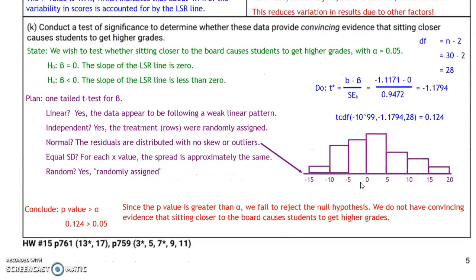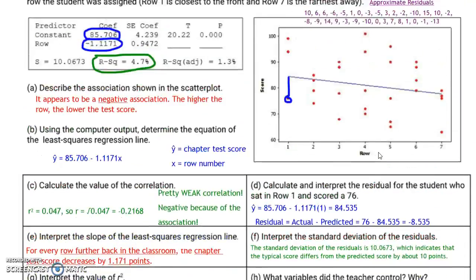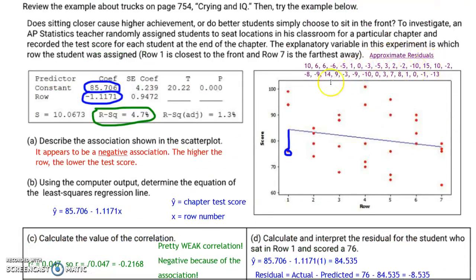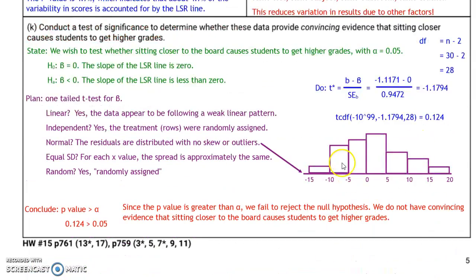Here is my state plan do conclude. One thing I want to point out, the residuals are distributed with no skew or outliers. I made this histogram myself by looking at the approximate residuals. I calculated each of these approximate residuals by hand, and then I made them into a histogram. You may have to do this on the AP exam just to show that you did your due diligence.